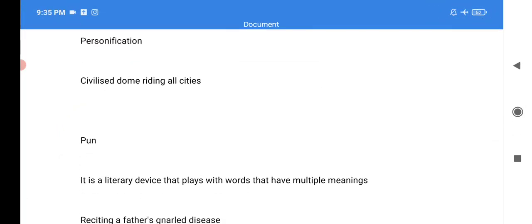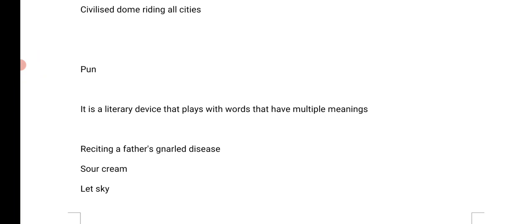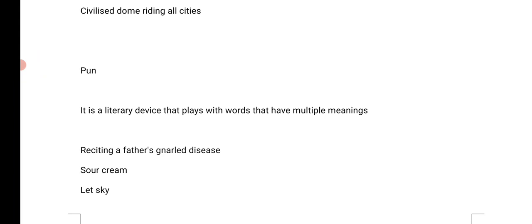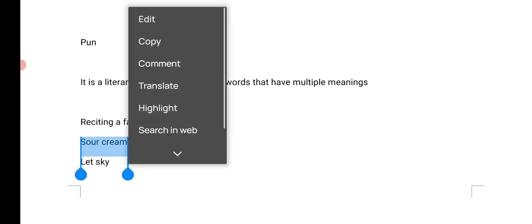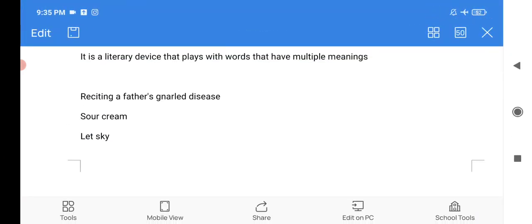And then we have pun. Pun is a literary device that plays with words, I mean, when a word has multiple meanings. For example, reciting a father's gnarl disease, that he's suffering from this disease, and also he's so unfortunate. Sour cream means the color of the wall, and yes, the dull, poorly managed classroom.